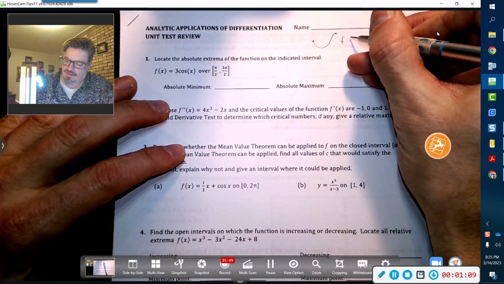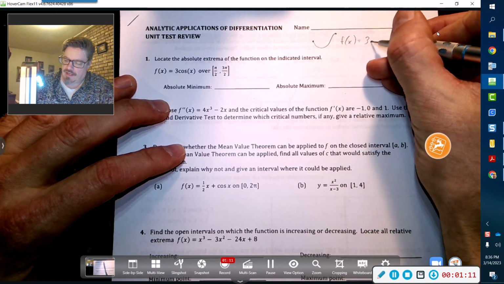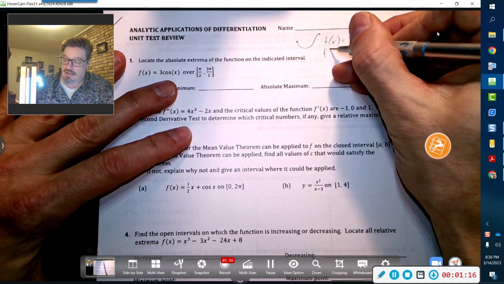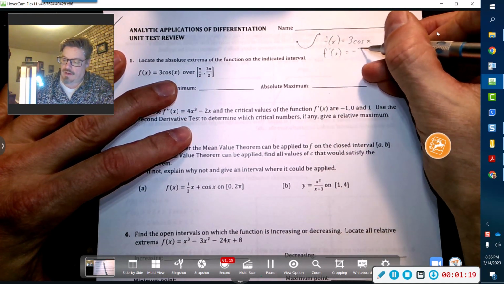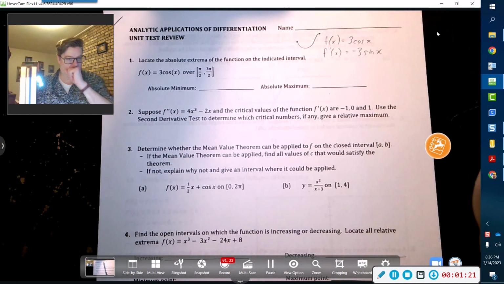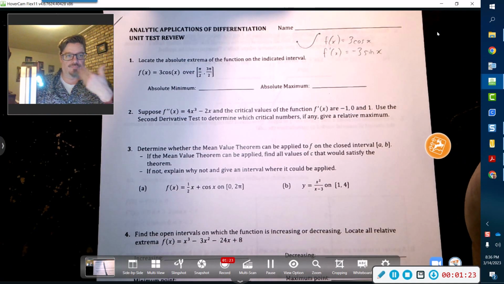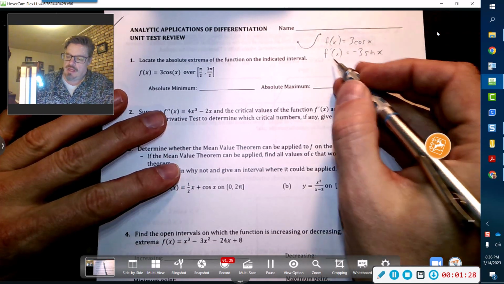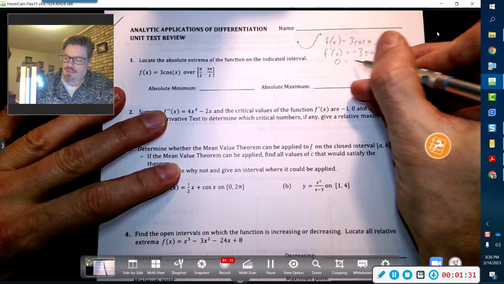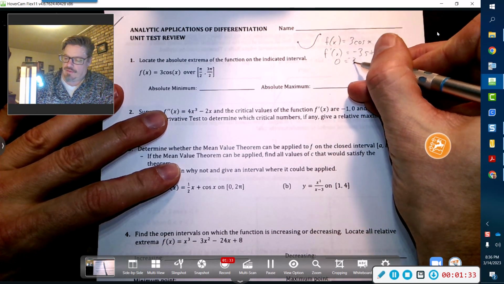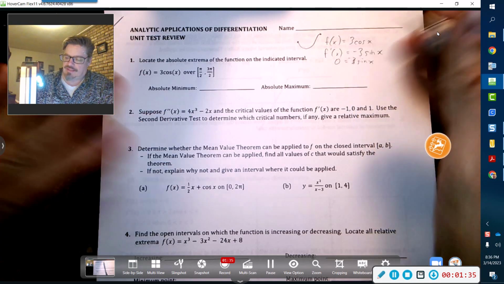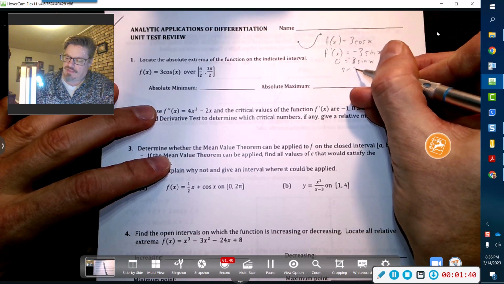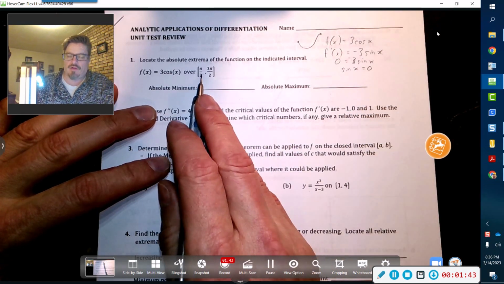I'm talking to myself. f of x is 3 cosine of x. So if I want to locate any spots where you've got relative extrema, you'll have to take the derivative and then set it equal to 0. The derivative is negative 3 sine x. Set it equal to 0. Divide by negative 3. We are looking for all the locations where sine is 0 that fall in between here.